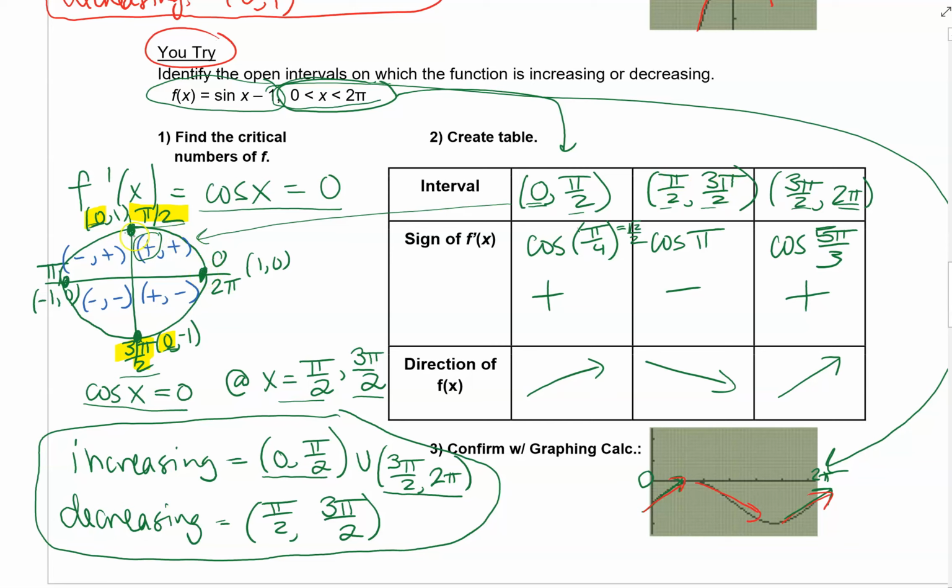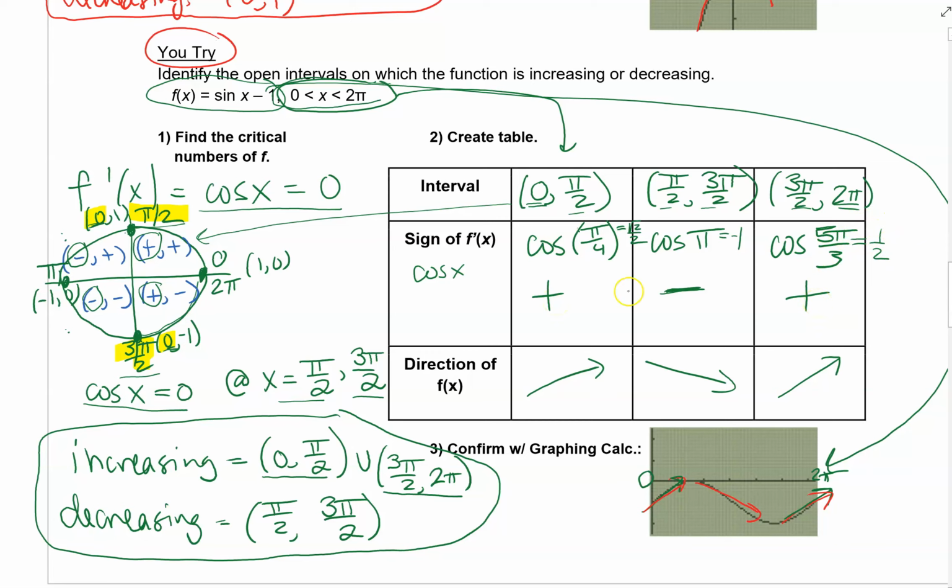Pi over 2 to 3 pi over 2, that's quadrants 2 and 3, and cosine is negative in both of those quadrants. So my derivative, which is cosine, is negative in this interval. Or you could pick a value like cosine of pi is negative 1, and that would show you as well. And then from 3 pi over 2 to 2 pi, that's quadrant 4. Cosine is positive in quadrant 4, but you could maybe pick an angle in quadrant 4 like 5 pi over 3. Cosine is just 1/2, positive 1/2 there, so it's positive.